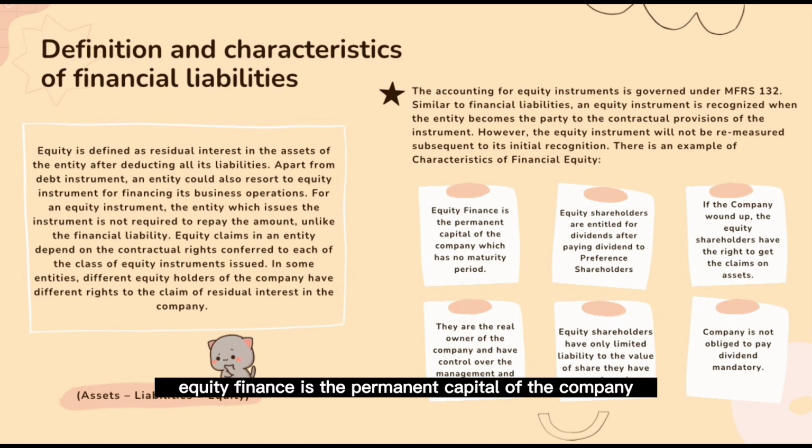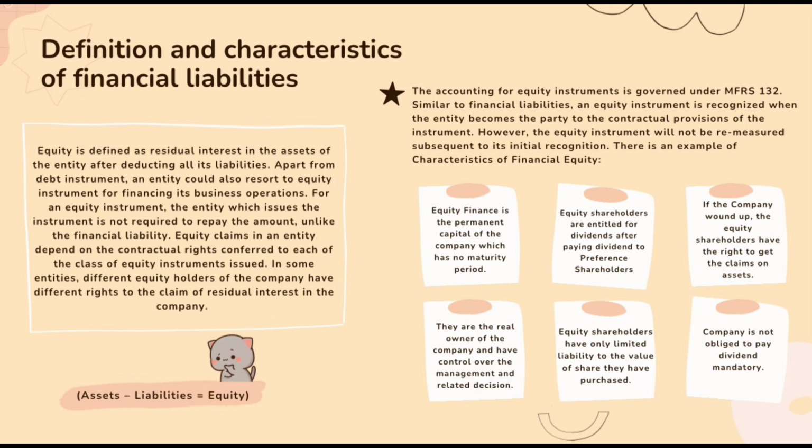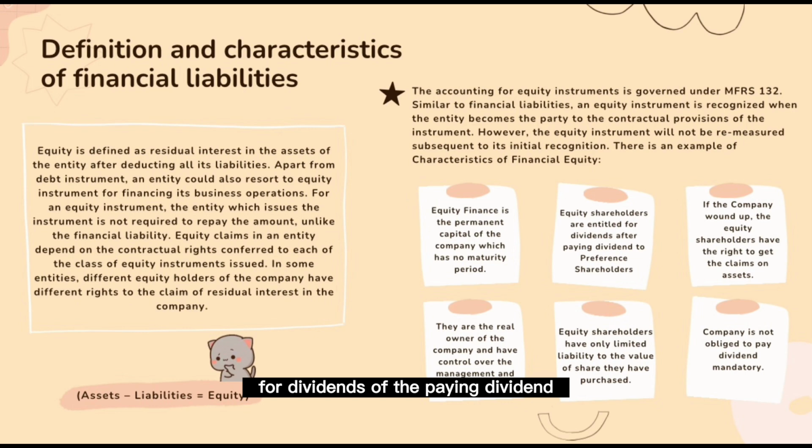First, equity finance is the permanent capital of the company, which has no maturity period. Equity shareholders are entitled to dividends after dividends are paid to preference shareholders. If the company is wound up, the equity shareholders have the right to claims on assets. They are the real owners of the company and have control over management and related decisions. Equity shareholders have only limited liability to the value of the shares they have purchased. The company is not obligated to pay dividends.